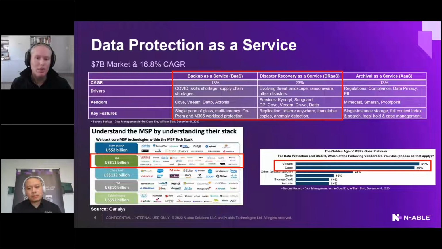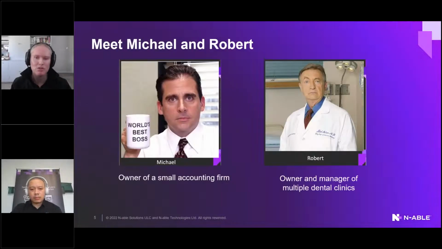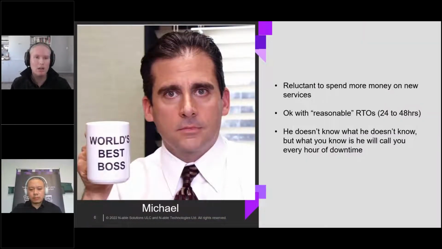Well, let me introduce you to Michael and Robert, the two personas we typically serve in the SMB space. Michael, on one hand, is the happy-go-lucky guy. He's reluctant to spend money on new services, and he's okay with a reasonable recovery time, but he doesn't know what he doesn't know. But you do know that he's going to be calling you every time there's an hour of downtime.